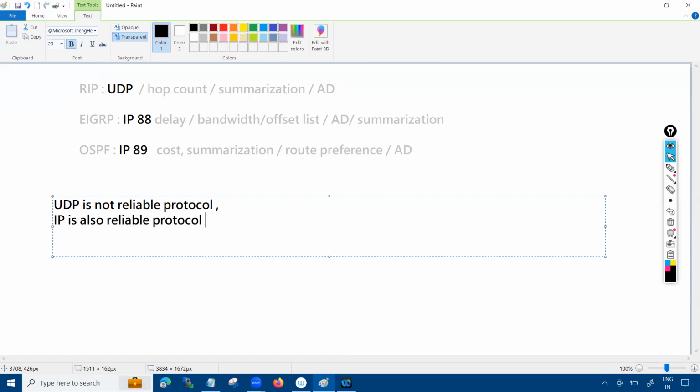In the OSPF protocol, what happens? We have the concept of a sequence number and an acknowledgement number. In EIGRP, we also have the concept of a sequence number and an acknowledgement number. That makes the protocol reliable. Understand the concept, guys. That makes the OSPF protocol reliable, and that makes the EIGRP protocol reliable. UDP is a purely unreliable protocol. It doesn't have any concept of a sequence number or acknowledgement number.